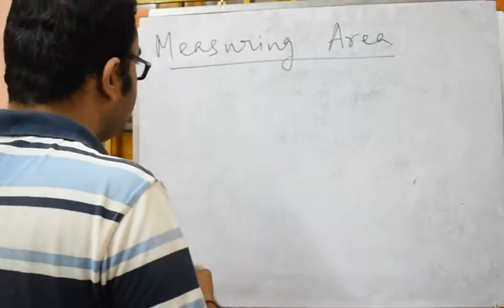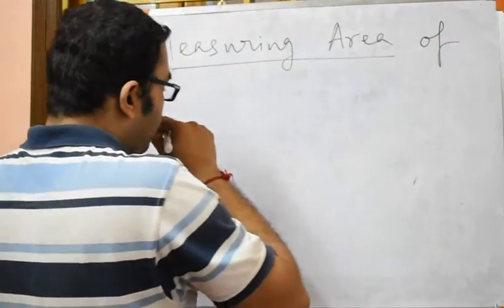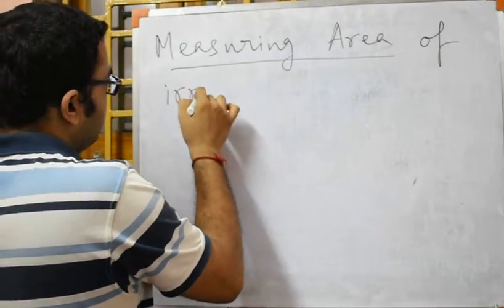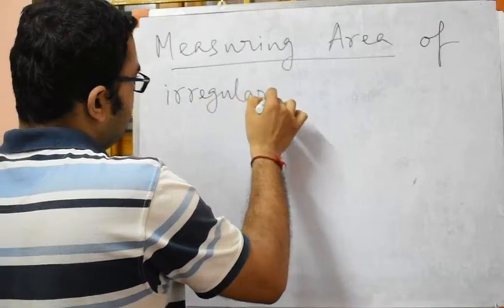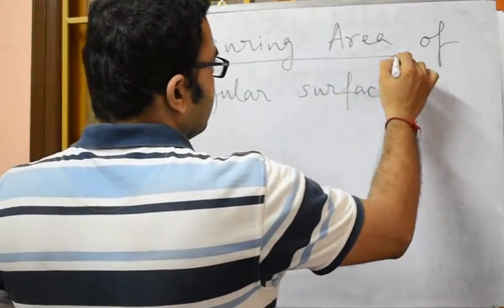So I should just change the heading a bit. Measuring the area of irregular surfaces. How can I measure that area? Okay, now let us see.